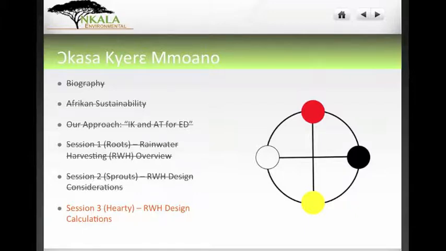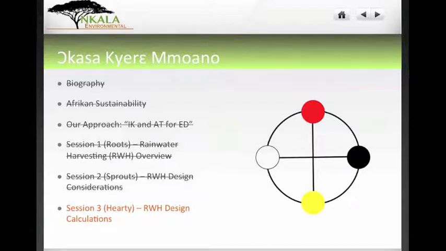In session one, the roots, we dealt with the overview of rainwater harvesting, some of the main fundamentals, as well as some basic talking points to keep you engaged in the conversation. In session two, we went over the sprouts, and these are design considerations for rainwater harvesting. So we looked at things such as water quality and issues like mosquitoes, things that people tend to think about in rainwater harvesting.